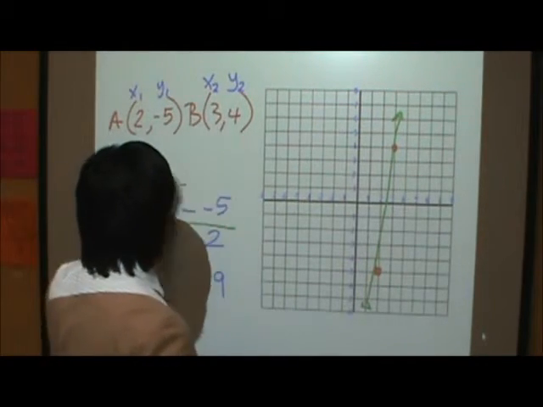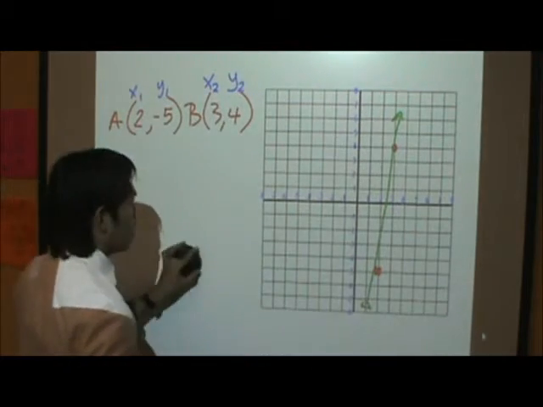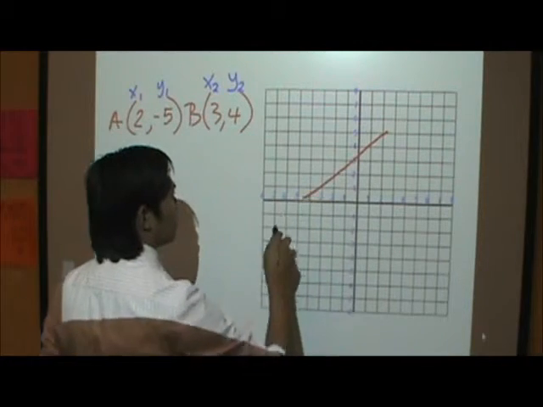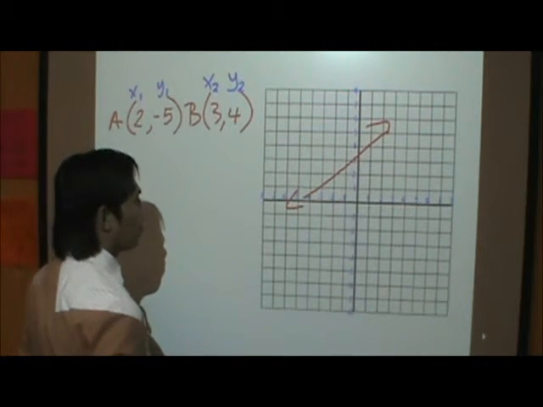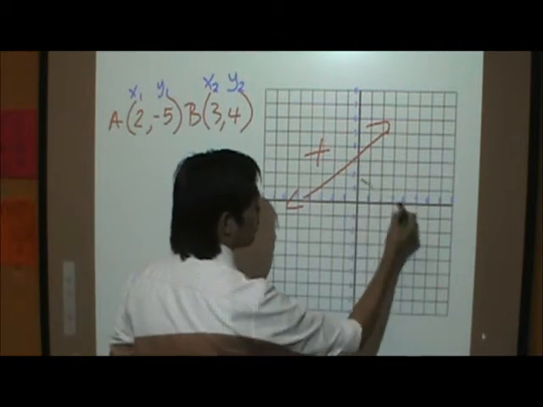Now let's have this one. What do you think is the sign of the slope of this? Positive. What do you think? So that's positive. What do you think is the sign of the slope of this one?